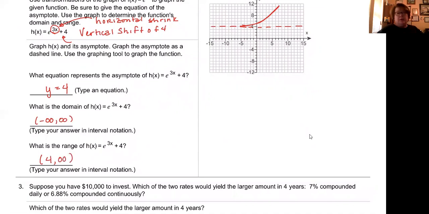And you notice that we use parentheses on that 4 because this function can never equal 4. There's no value that I can input for x and get e to the 3x plus 4 that equals 4. There is no value. So it's never going to be equal to 4. So we're going to use a parenthesis there.